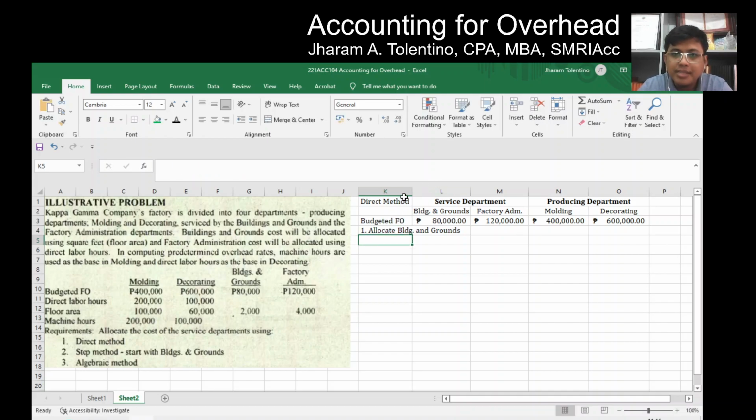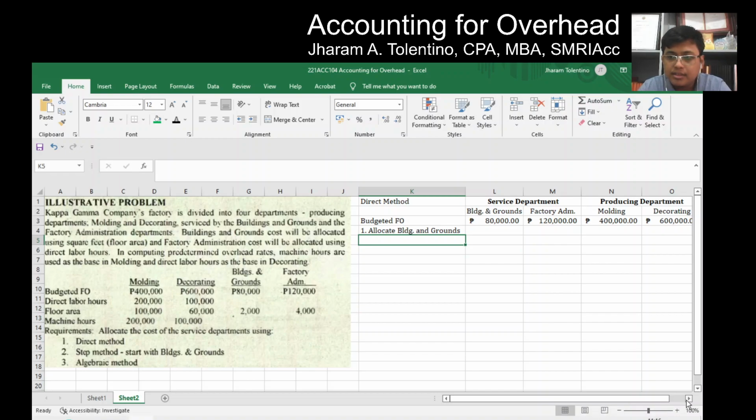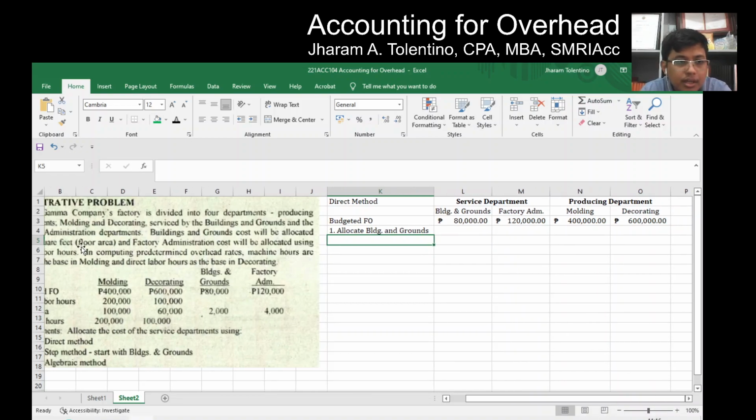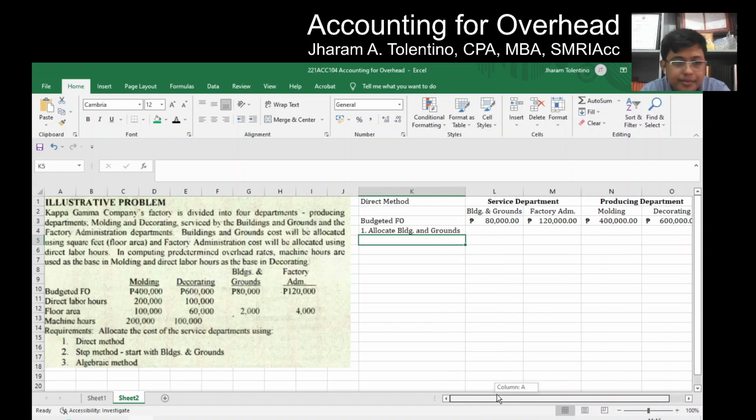Okay, so paano natin allocate si building and grounds? Sabi niya, the building and grounds is allocated using the square feet. So, ilan yung square feet or the floor area? Okay, we have floor area of 160,000. Do we need to consider itong 2 and 4? Hindi. Yung sa producing department lang. So, we have 160,000. So, sa molding, we have 100,000. Then decorating, 60,000. So, ang gagawin mo lang, 100,000 divided by the total, 160,000.